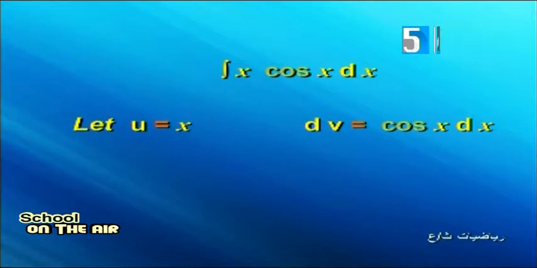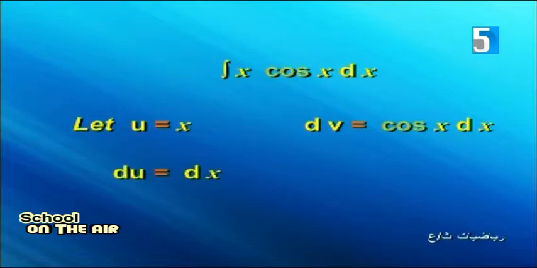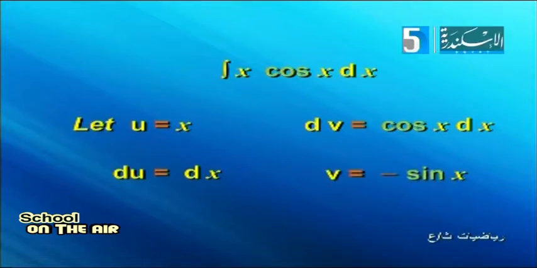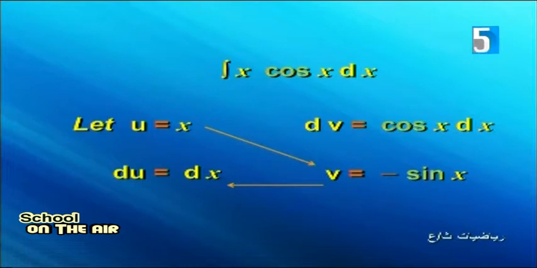Let u equal x and dv equal cosine x dx. The differential of u is du, and the differential of x is dx. The integration of dv equals v, and the integration of cosine x dx is sine x. Now u multiply v minus integration v du.